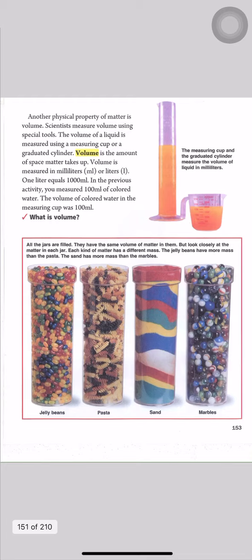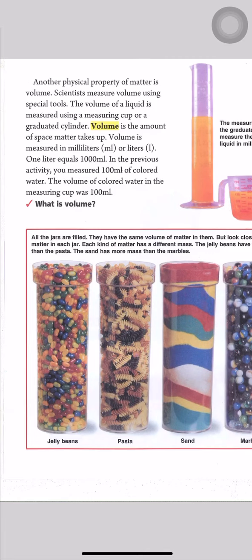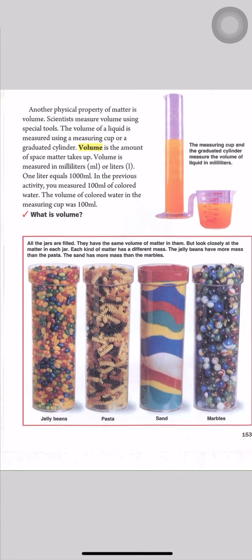Now we will learn about volume. Volume is the amount of space that matter takes up. Have a look at this picture. You will see four jars, each filled with different matter. All of them take the same space. It means they all have the same volume.